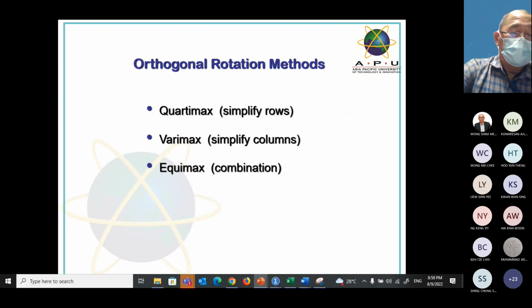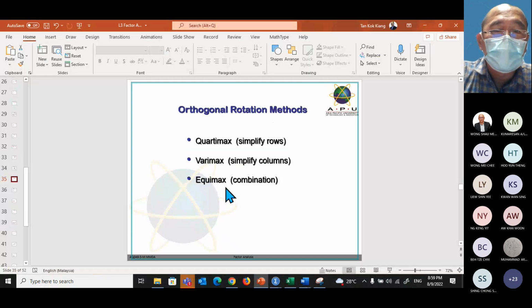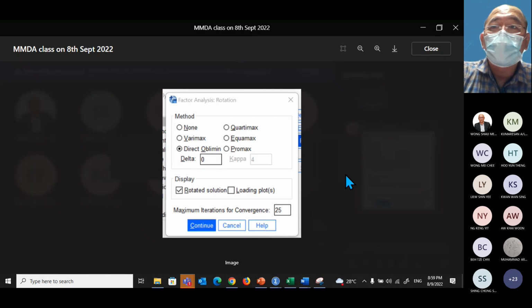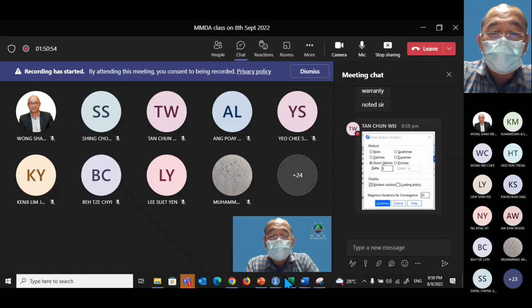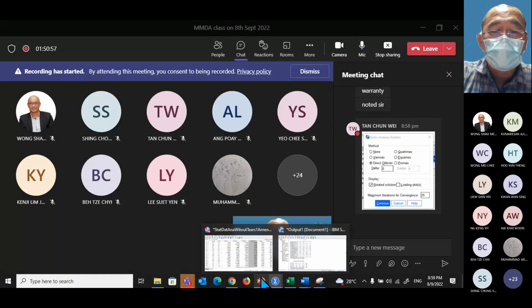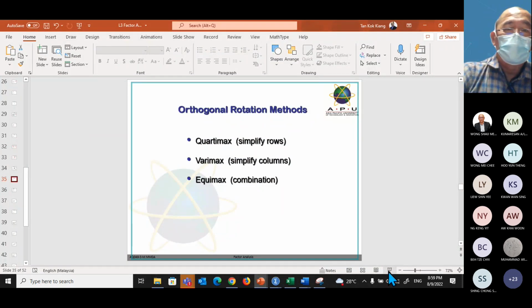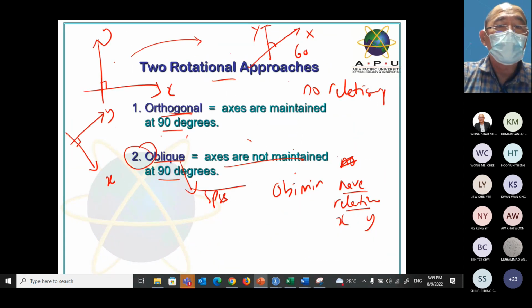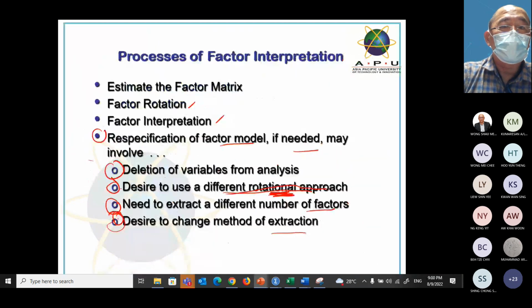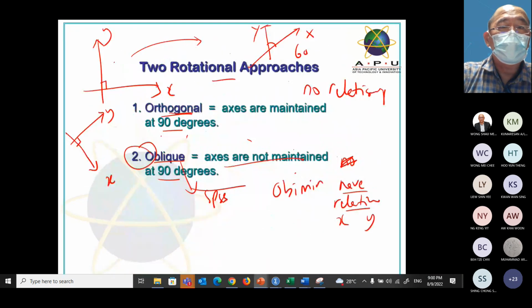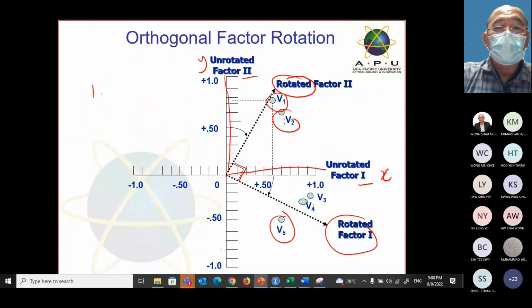So sorry, for the direct oblique, what does delta equal to 0 mean? It's okay, just use the default. It's not important. Okay, if no question, now we continue. So this one done. This one done. This one done.